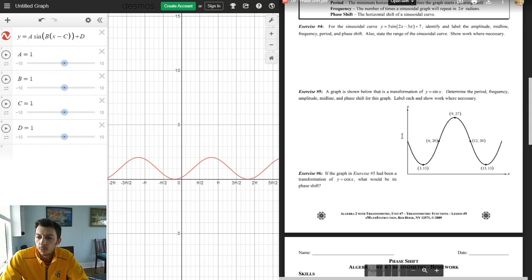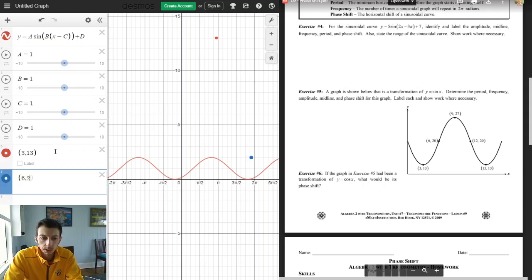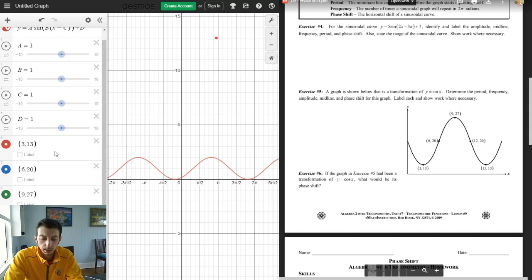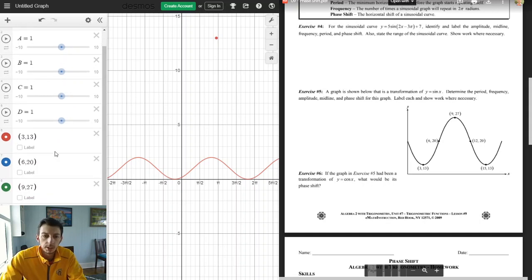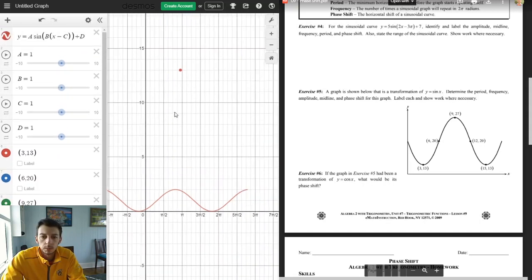So I have these points. You could put them in if you want to make sure. So that's a pretty easy thing to do. You can just put in the points (3, 13), (6, 20), (9, 27), (12, 20), and (15, 13). And you can just have these down at the bottom so you don't have to worry about them all that much.